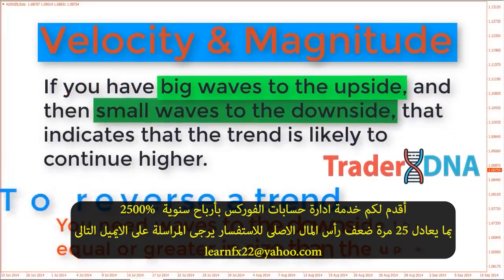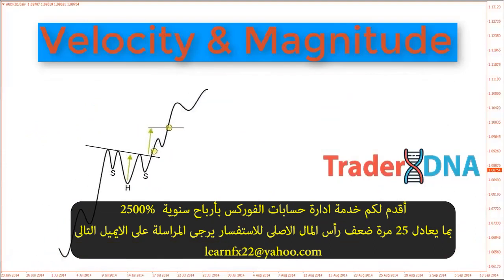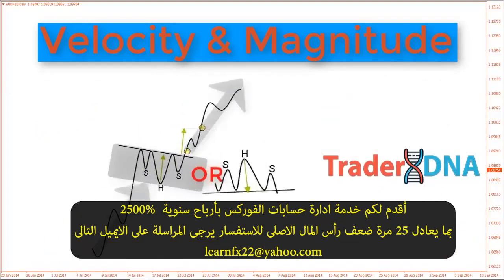To reverse a trend, you need waves to the downside that are equal or greater in size than the up waves. So if you have big up waves, and then a little head and shoulders chart pattern, there is no power in the pattern to reverse the trend. It may, on occasion, or temporarily, but until we get big down waves, we must give respect to the uptrend and assume it is going to continue.